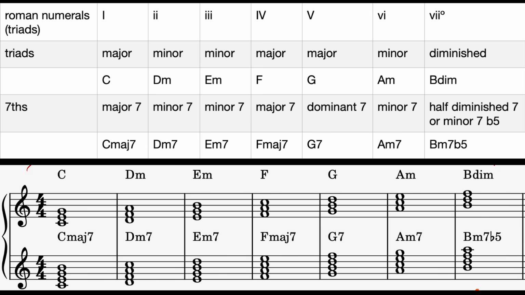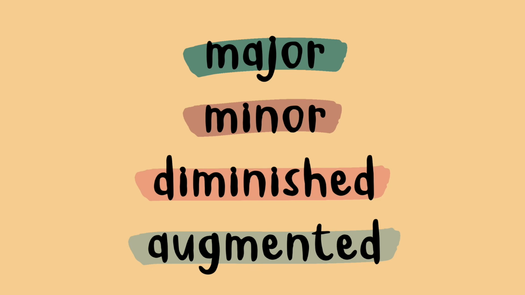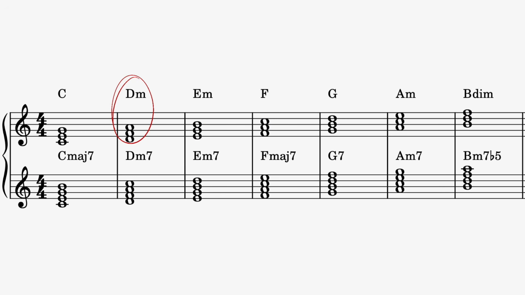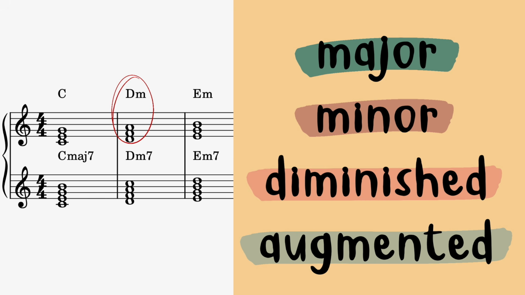Now, if we wanted to borrow a chord by changing the quality of one of these, we've got the following options for triads. We can do major, minor, diminished, augmented, and basically we're just going to do one that it's not already. So if we were going to change that D minor chord, we wouldn't change it to a minor, would we? Because it's already a minor. So we'd change that to either major, diminished, or augmented.